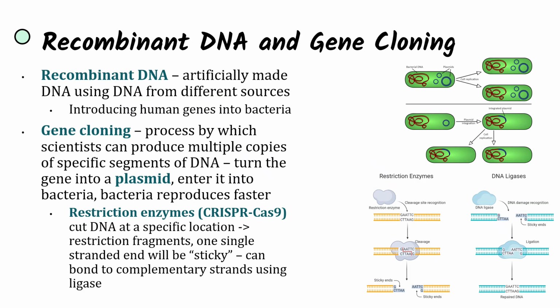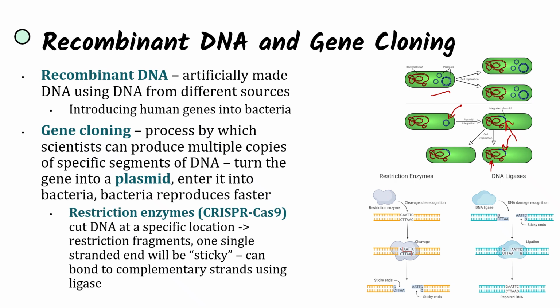Last up is recombinant DNA and gene cloning. Recombinant DNA is artificially made DNA using DNA from different sources, such as introducing human genes into bacteria. And this is done through the use of plasmid, which is an extra chromosomal small circular piece of DNA. And plasmids can be entered into bacteria, then they can be taken up into the overall bacterial genome, and then these genes can be expressed. And now we have recombinant DNA that's mixing both bacterial and human DNA.